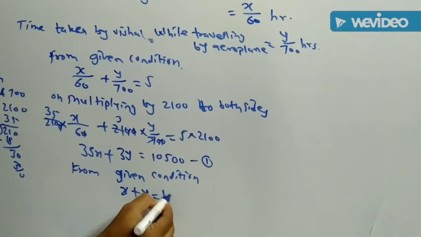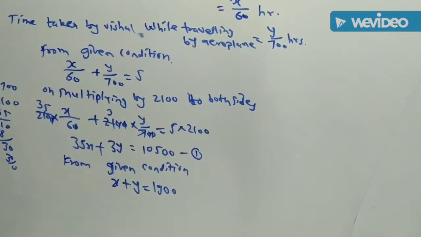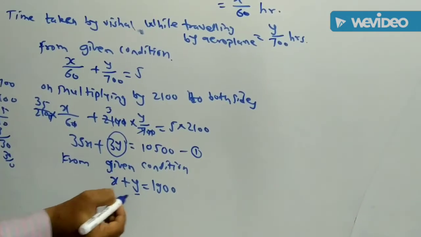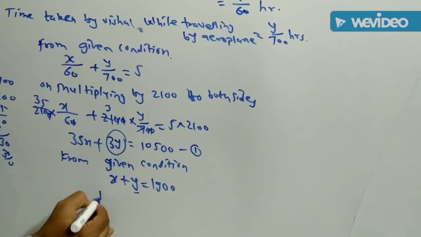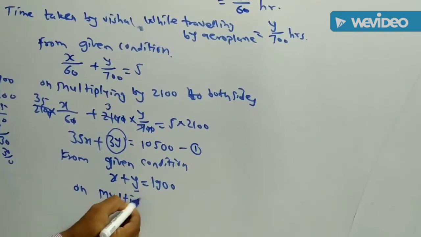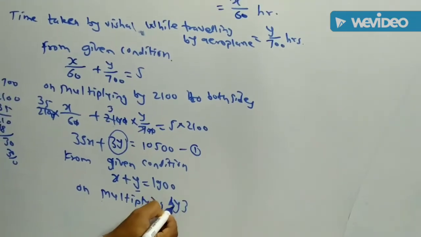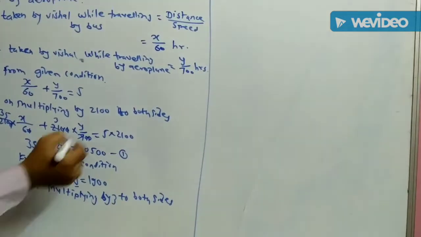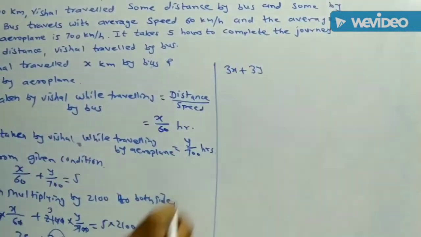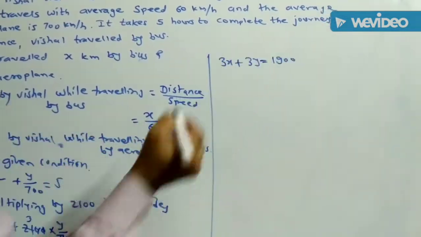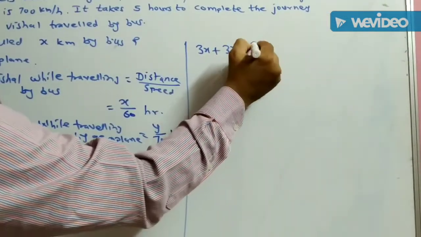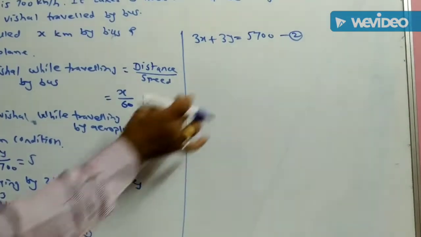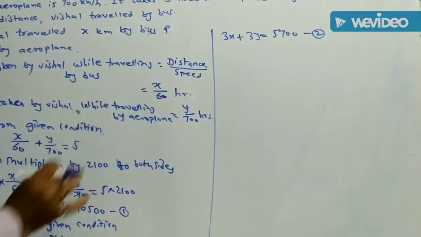Now from the given condition, the total distance traveled by bus and aeroplane is 1900, therefore x plus y is equal to 1900. Now to solve this, in equation 1 the coefficient of y is 3 and here it is 1. Therefore, to make it 3, on multiplying by 3 to both sides, we get 3x plus 3y is equal to 1900 into 3, that is 5700. Equation number 2.